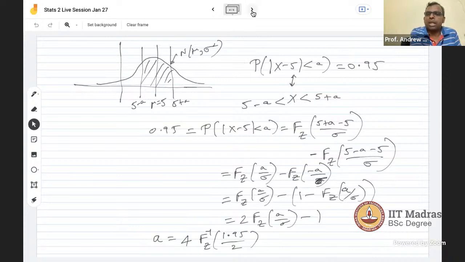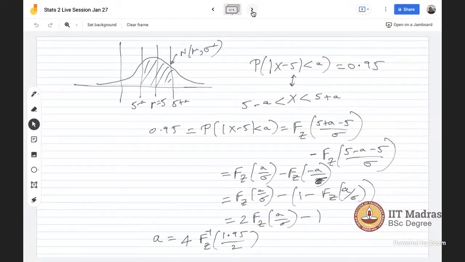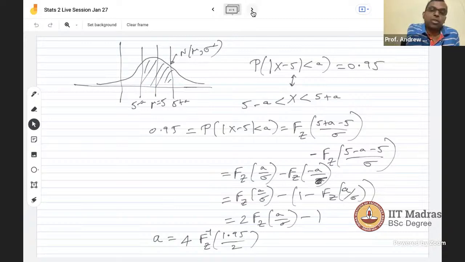The more comfortable you become with this transformation of x minus mu by sigma, the more quickly you can do this. For instance, I divide both sides of mod x minus 5 less than a by sigma. On the left-hand side I have mod z less than a by sigma, and the probability of that is 0.95. From there I can write it in terms of 1 minus the Fz inverse, go directly into an equation involving a by sigma, and get the same answer. You can get the same answer in many different ways.